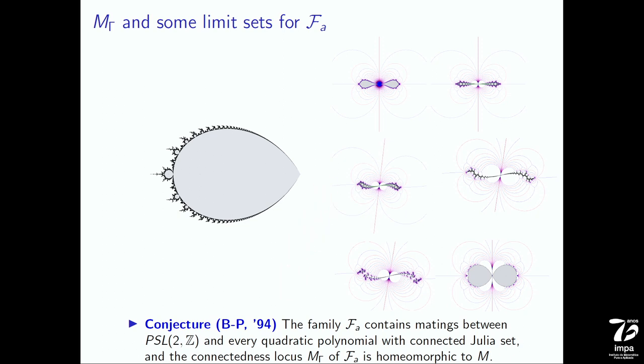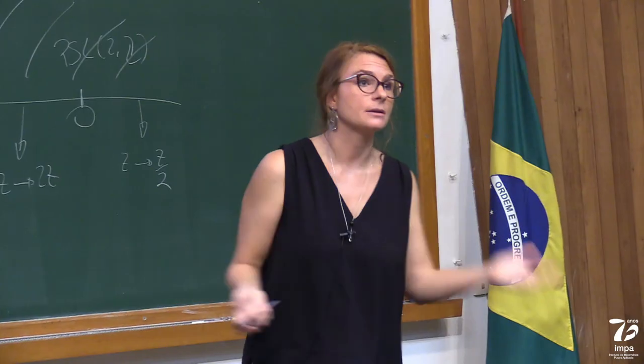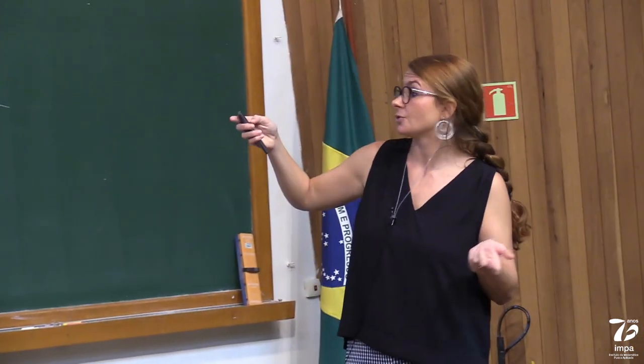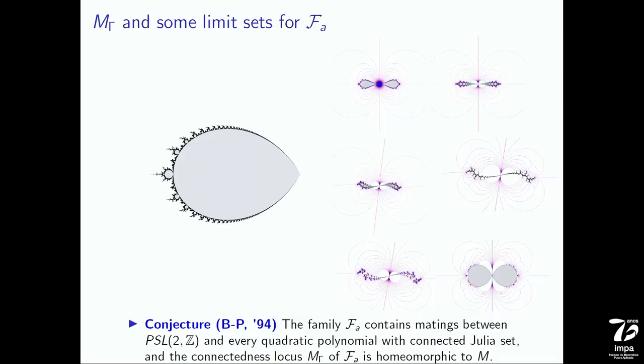So this conjecture is from '94, and since then there have been a lot of partial results trying to prove that you have the modular group outside and a quadratic polynomial inside. They failed to manage to prove the conjecture for the whole family, because every time they were trying to deal with the problem, they were breaking the parabolic fixed point.